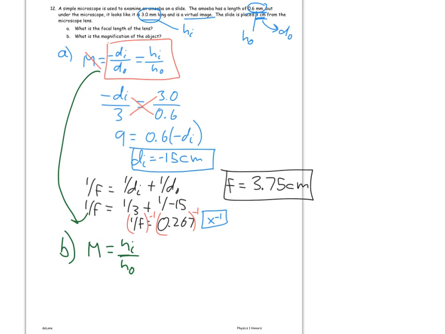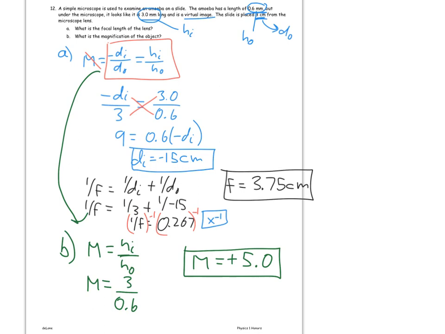And so when I go ahead and do that, I can say that our m here is going to be equal to 3, that was our image height, 3 millimeters, over our object height, which was 0.6 millimeters. And so I find that my magnification here is going to be 5. But remember, whenever we write it, we would say plus 5.0. So we're going to add that sign in front, add that decimal place at the end, and that's going to be our answer.